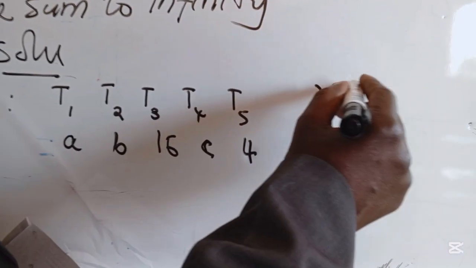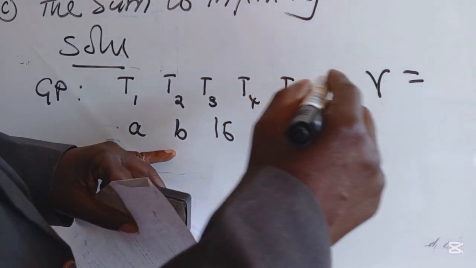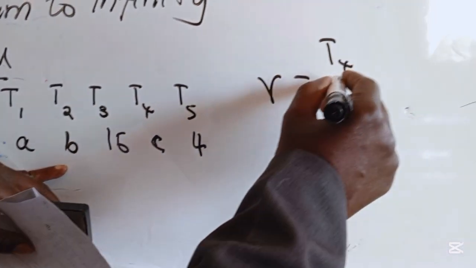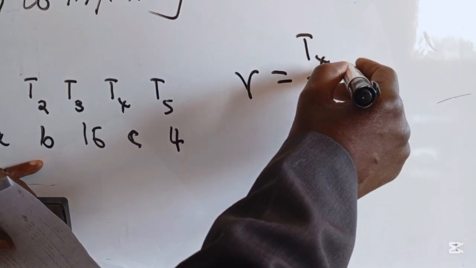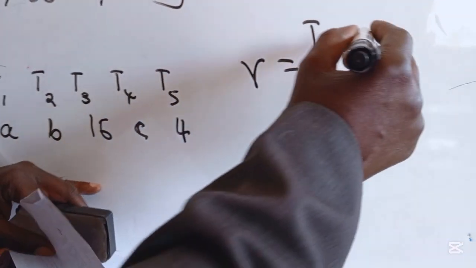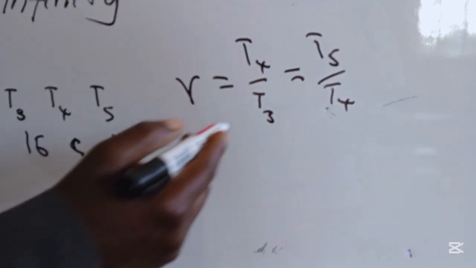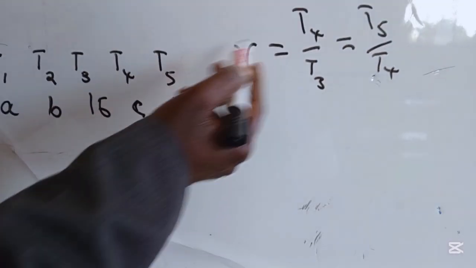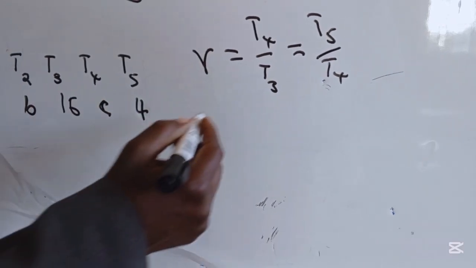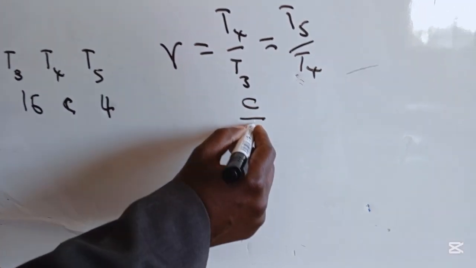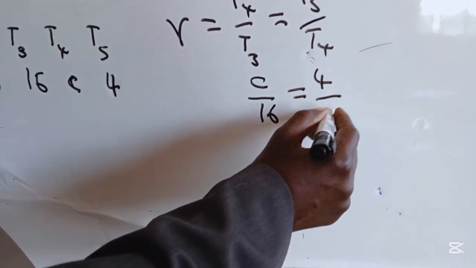Remember, the common ratio, in this case, you agree with me that it is the fourth term over the third term, or it is the same as saying the fifth term over the fourth term. Why have I used the fourth term? Because I want to find what is in between. Why have I gone for the third term? Because I've been given it. So here it is C over 16 is the same as 4 over C.